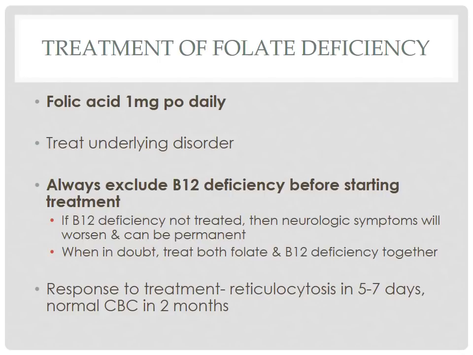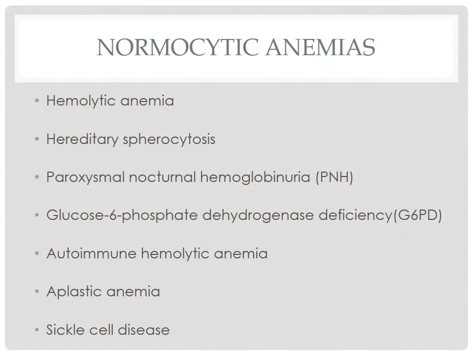The response to treatment will usually show reticulocytes within a couple days and a normal CBC within 2 months. It's also important to remember that the doses of folate will vary for pregnancy, and we'll be discussing that in the OBGYN course. Next, we'll discuss the normocytic anemias. These include hemolytic anemia, hereditary spherocytosis, paroxysmal nocturnal hemoglobinuria, glucose 6-phosphate dehydrogenase deficiency, autoimmune hemolytic anemia, aplastic anemia, and sickle cell disease.